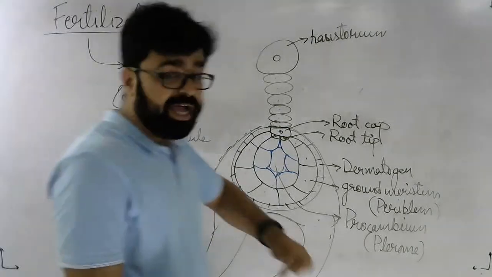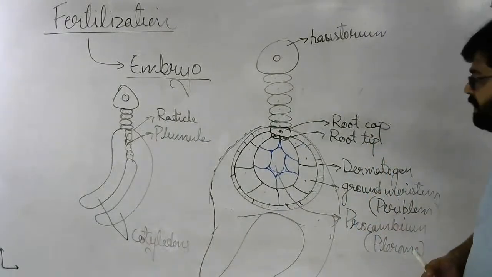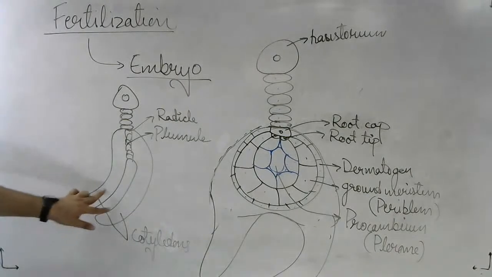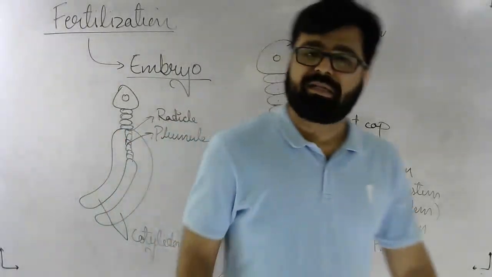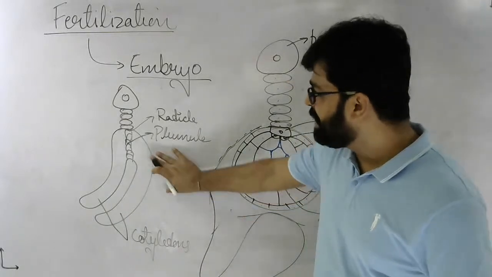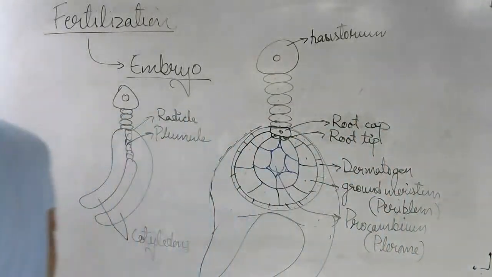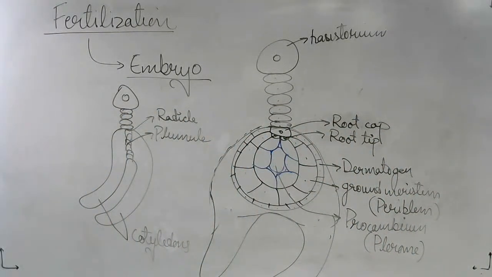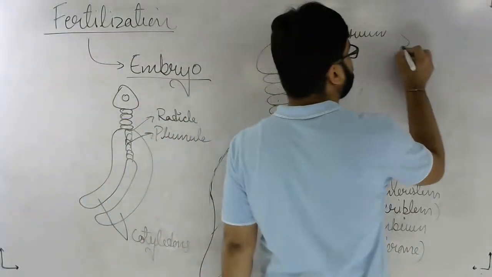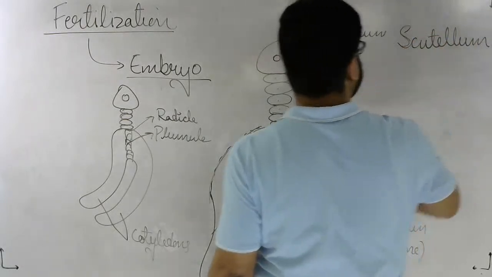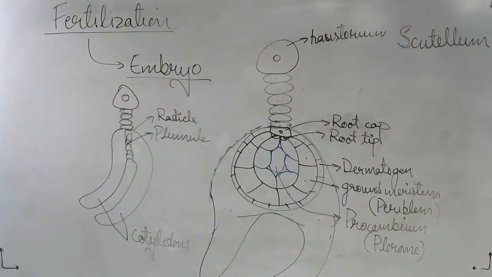I hope it is clear to everyone. Now, that was because two cotyledons are there, so it is clearly the development of a dicot embryo. What happens in a monocot embryo? A single cotyledon is formed, known as scutellum.